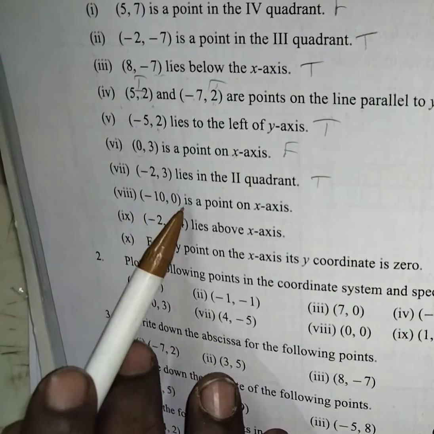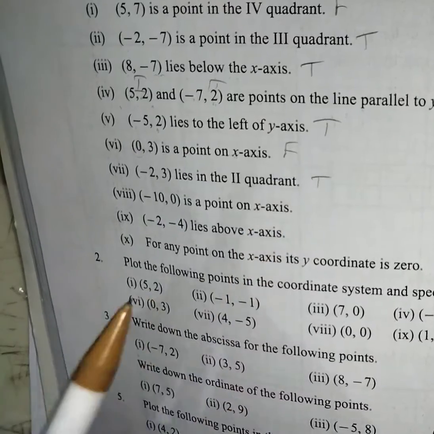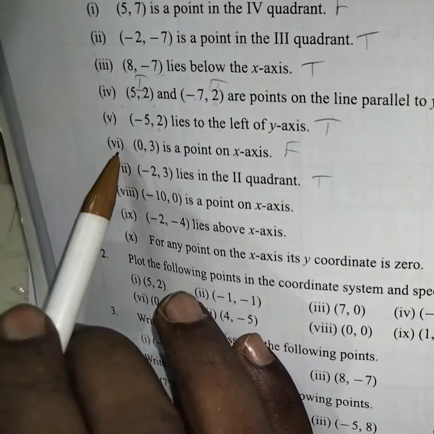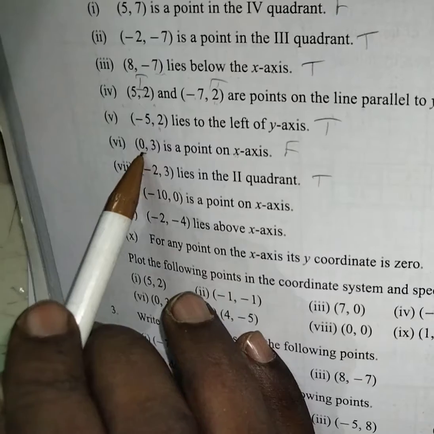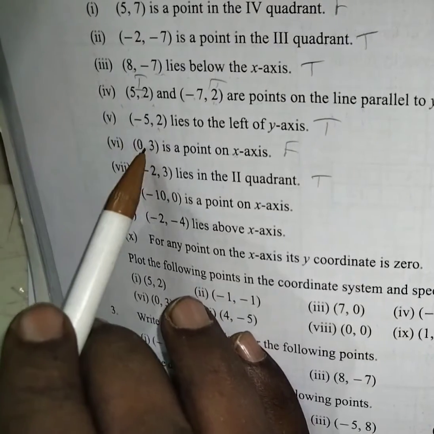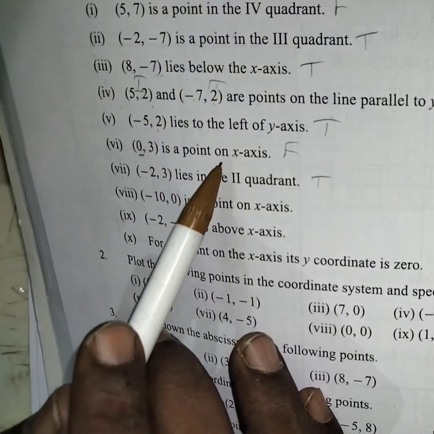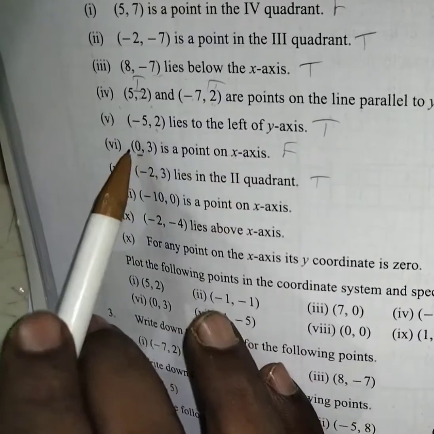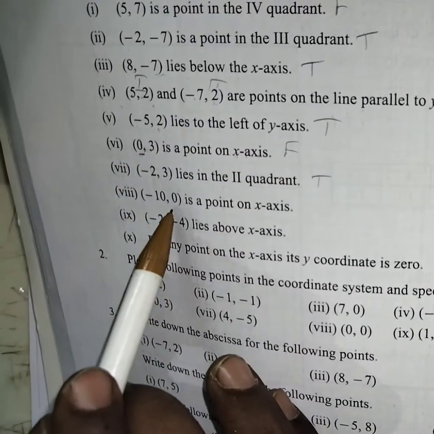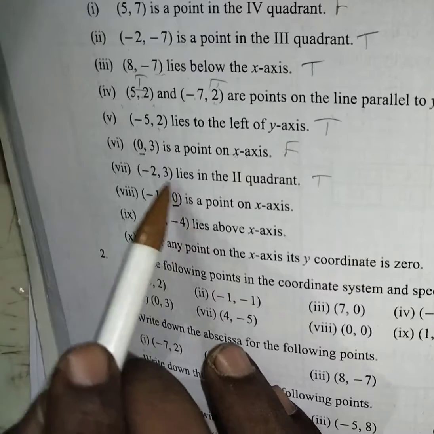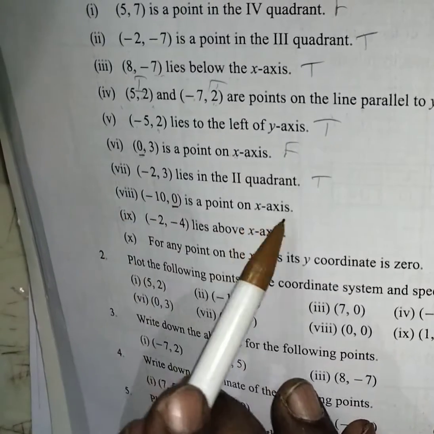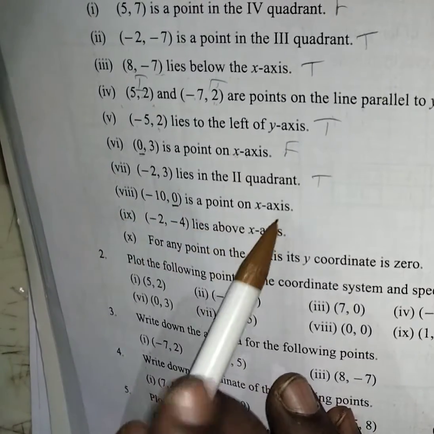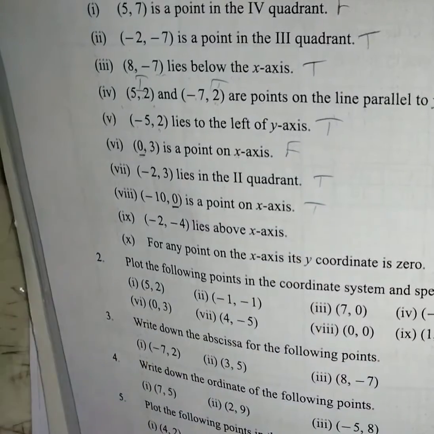(-10, 0) is a point on the x-axis. As in the previous one, when the x value is 0, the point lies on the y-axis. But they use the word x-axis, so that statement is false. Here the y value is 0, so the point lies on the x-axis. They mention the point is on the x-axis, so the statement is true.